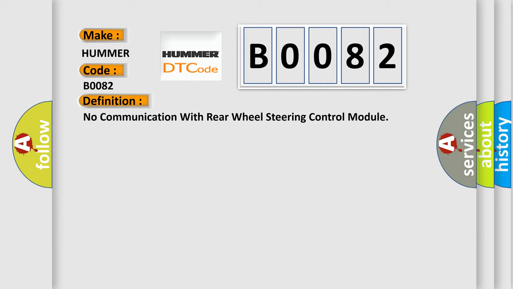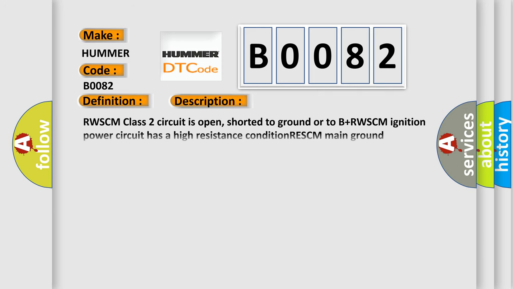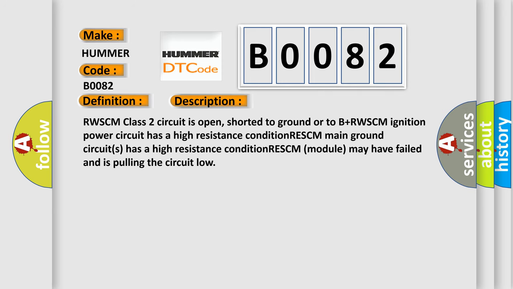And now this is a short description of this DTC code. RWSCM Class 2 circuit is open, shorted to ground or to B+. RWSCM ignition power circuit has a high resistance condition. RWSCM main ground circuits have a high resistance condition. RWSCM module may have failed and is pulling the circuit low.